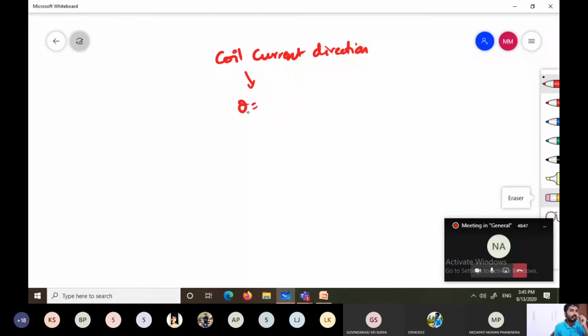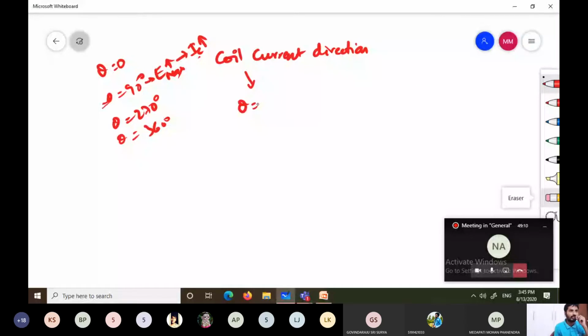Theta equals 0, 90, 270, or 360. At which position is the EMF maximum? Theta equals 90. At theta equals 90 we are having E maximum, and only then are we having a coil current. So the coil current is maximum at theta equals 90.